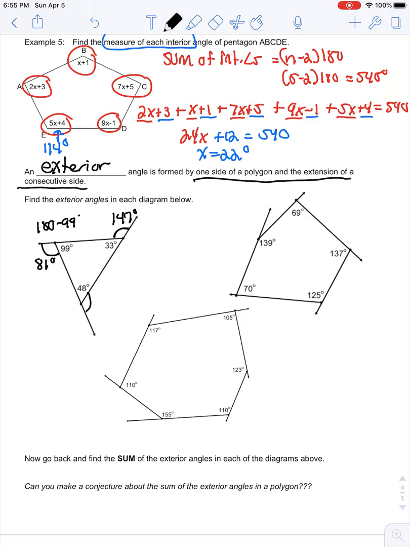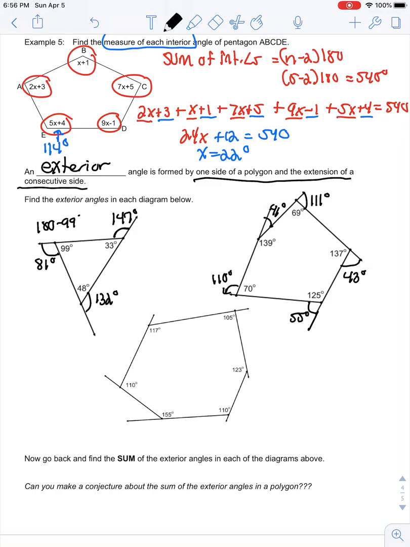180 minus 33 is 147. 180 minus 48 is 132. Over on this side, we're going to have 5 exterior angles. 180 minus 69 is 111. 180 minus 137 is 43. 180 minus 125 is 55 degrees. 180 minus 70 is 110. And 180 minus 139 is 41 degrees.